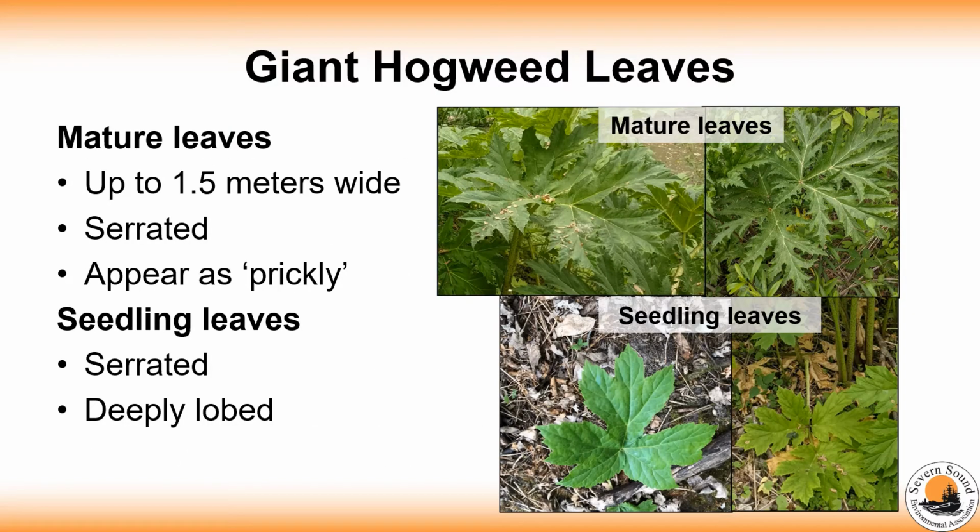This plant grows large leaves that can reach 1.5 meters in width. Mature leaves are compound, meaning that each leaf has several leaflets, whereas seedling leaves are just deeply lobed. Both mature and seedling leaves are serrated, but mature leaves appear much more prickly.